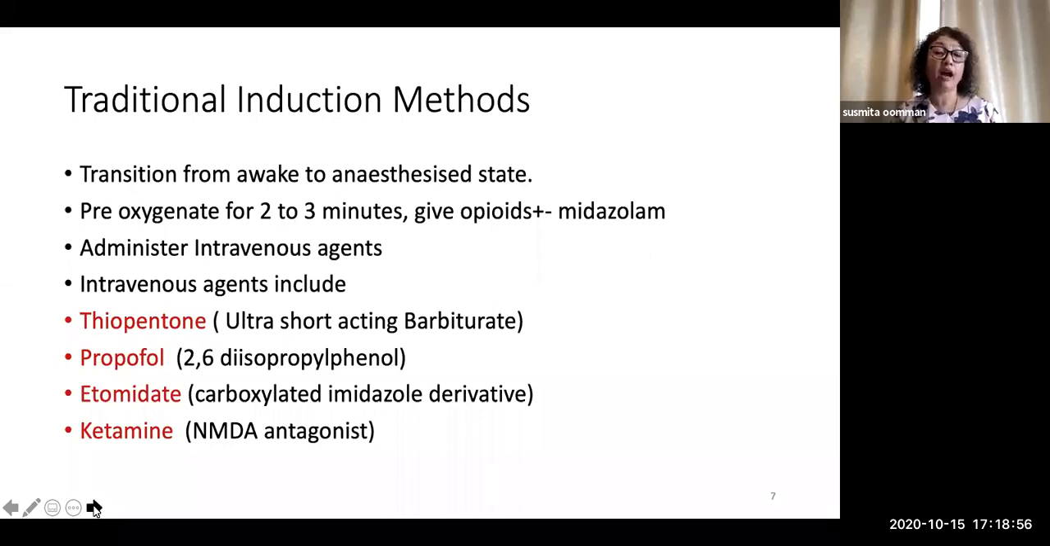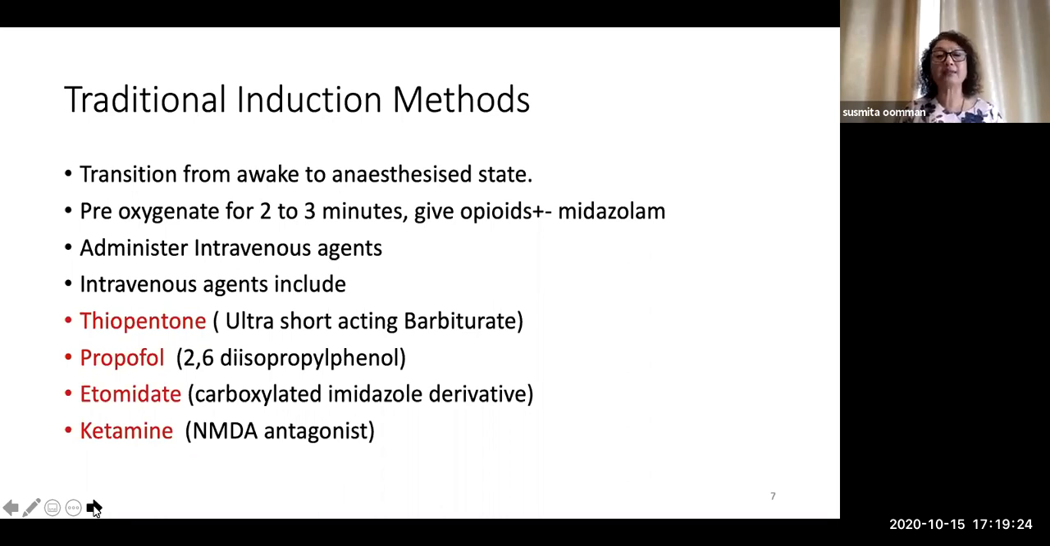And after that, we have etomidate, which is a very cardiostable drug. Once again, very useful for emergency conditions. And after that, ketamine, which is an NMDA antagonist. The thing about ketamine is that it increases your heart rate. It has an effect on the heart. So it is not suitable for people who have high blood pressure or such sorts of comorbid conditions.